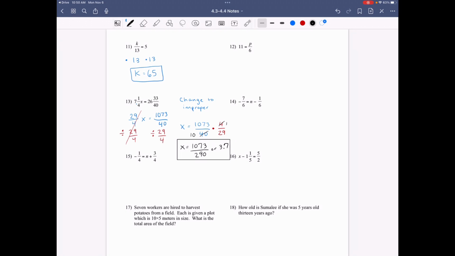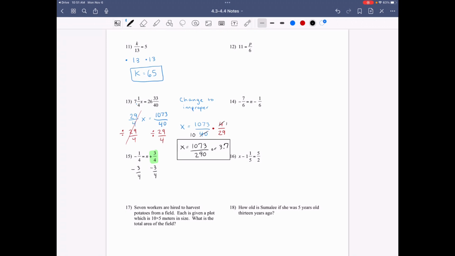Let's do one more before I pause the video and let you try 12, 14, and 16. All right. On number 15, it's negative 1/4 equals n plus 3/4. What's happening to the n? We want to get n by itself. We want to isolate it, but there's a 3/4 being added. It's not mixed, so I'm just going to subtract 3/4 from both sides.